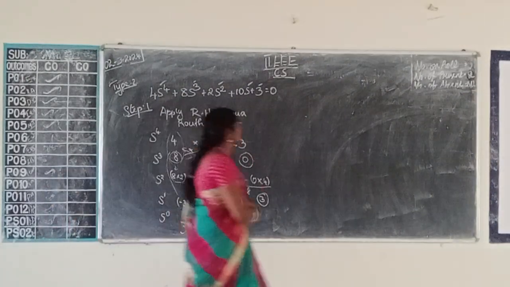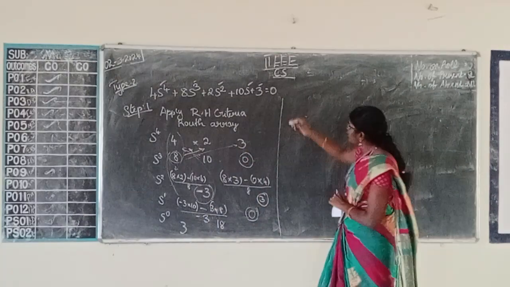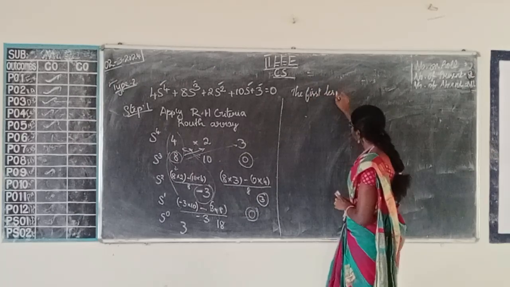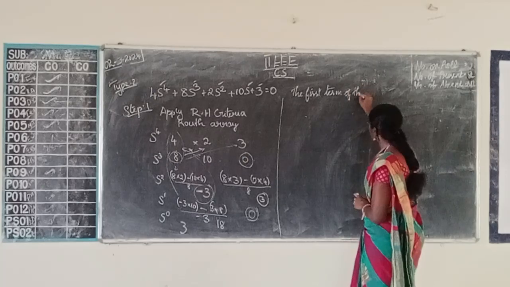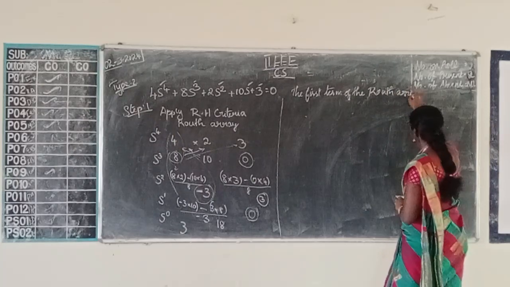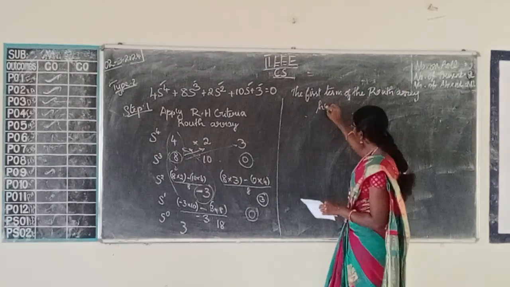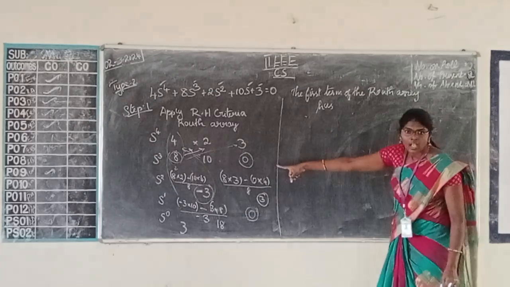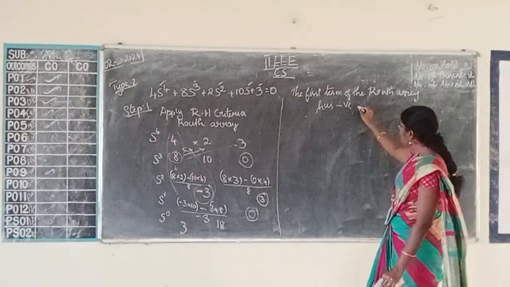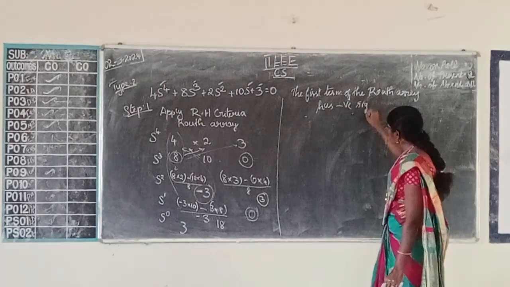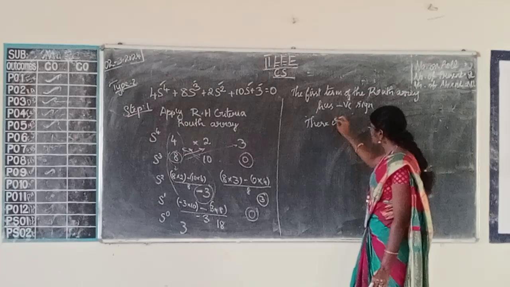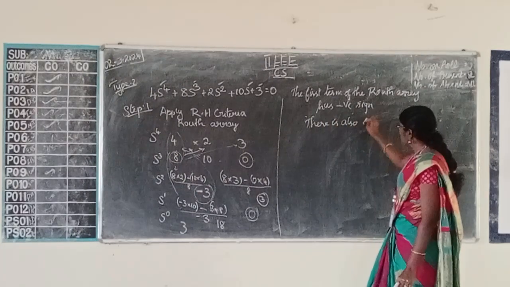So if you look at the first column of the Routh array, how is it? Positive, and then it has a negative sign over there. So there is also a sign change.